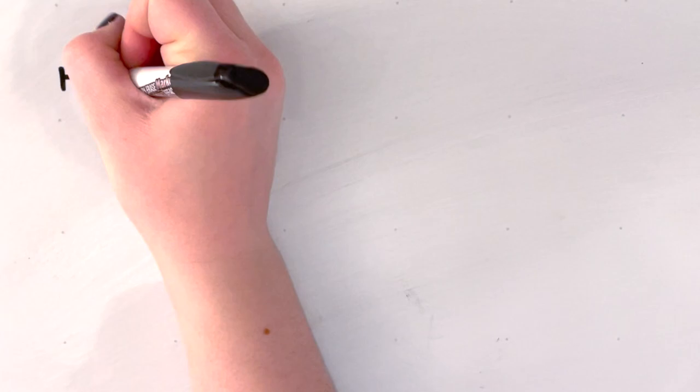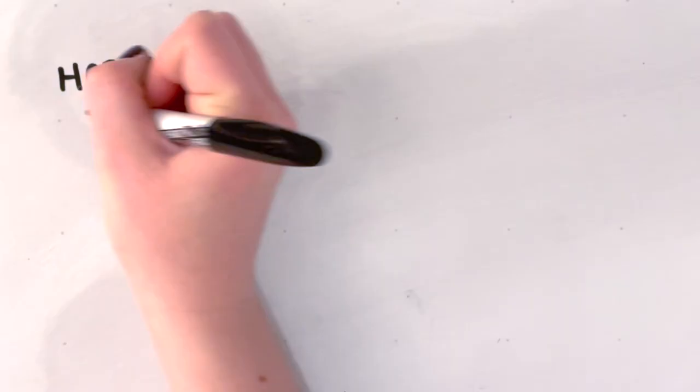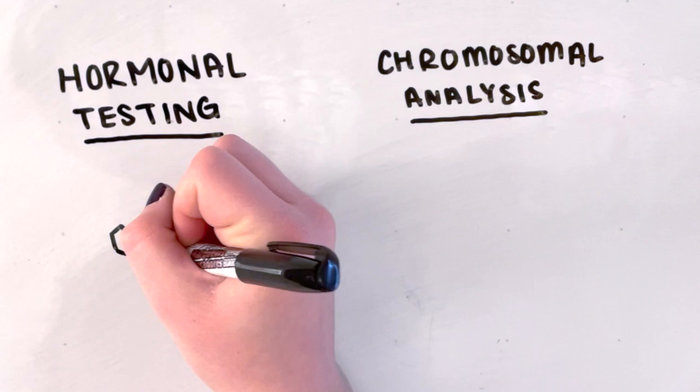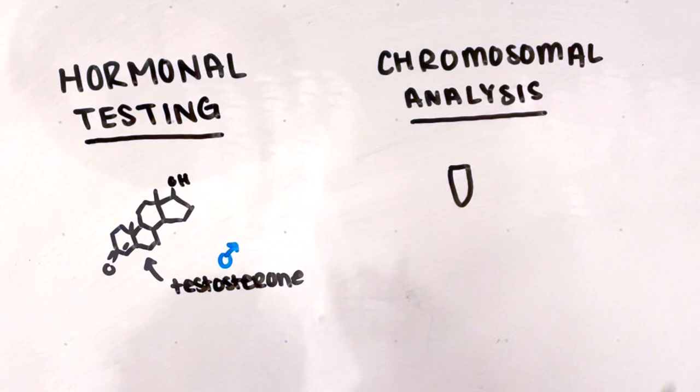There are two main tests used to diagnose Klinefelter syndrome: hormonal testing and chromosome analysis. In hormonal testing, blood or urine samples are analyzed to reveal the presence of abnormal hormone levels, including testosterone. For chromosome analysis, also known as a karyotype analysis, a blood sample is sent to the lab to count the number of chromosomes and analyze their shapes.